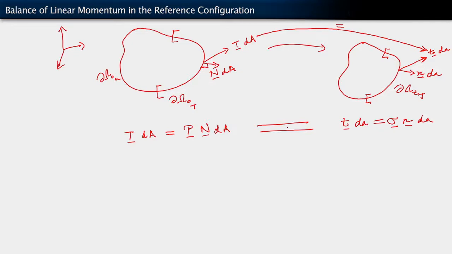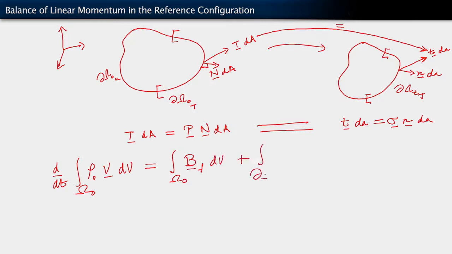And so, let me rewrite then what we had on the previous slide. We had d/dt of integral over omega naught rho 0 material velocity d capital V equals integral over omega naught, now I have body force per unit reference volume d capital V, plus integral over the entire boundary P capital N dA. We just need to invoke the Gauss divergence theorem for this term.